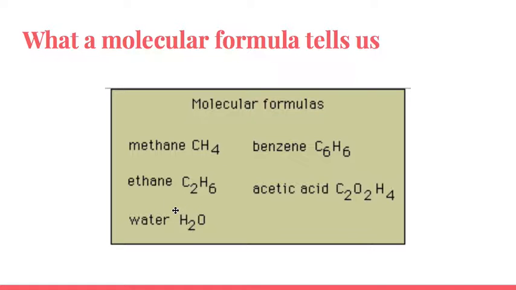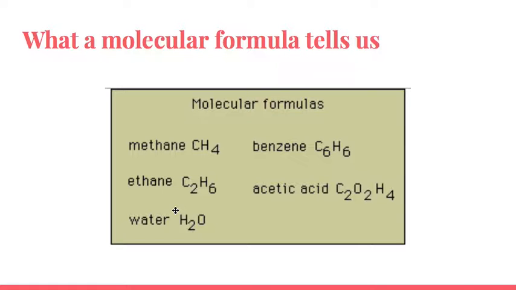Ethane is C2H6. So now I have 2 carbons and 6 hydrogen. Water, of course, is H2O, 2 hydrogen, 1 oxygen. Benzene is C6H6, so I have 6 carbon atoms and 6 hydrogen atoms. And finally, acetic acid, C2O2H4, 2 carbons, 2 oxygen, and 4 hydrogen.